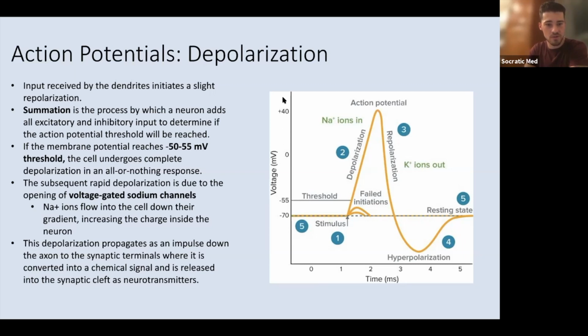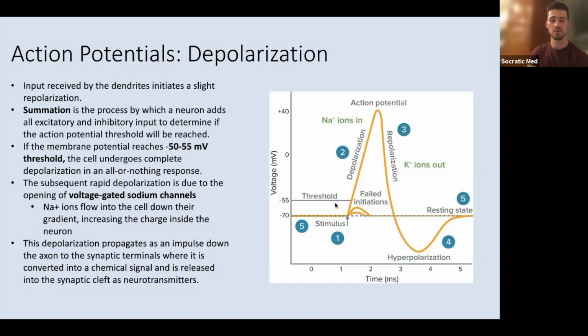Summation, I also wanted to mention really quickly. It's the process by which a neuron adds all excitatory and inhibitory input to determine if the action potential threshold will be reached. What I mean by that is that if you have a single nerve that's receiving input, most of the time there are going to be multiple sources for that input. There could be hundreds of neurons leading up to this. All that's saying is that it's going to add all of the excitatory or inhibitory input from all of those neurons. And if it reaches that threshold of -55 that you see right over there, then the action potential is triggered and it's an all or nothing response.